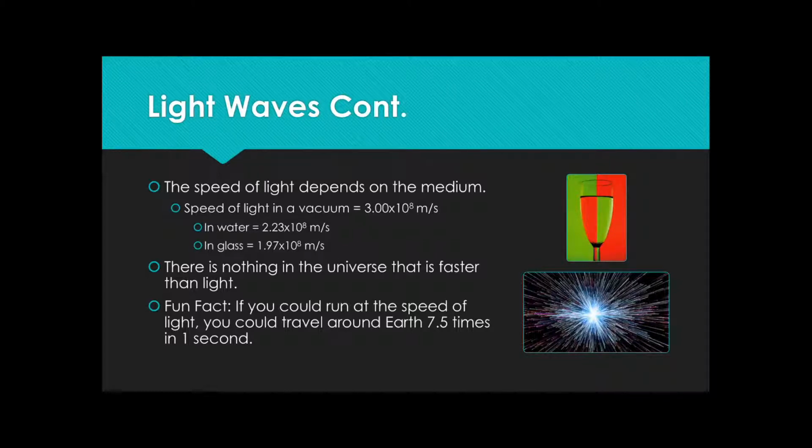And here's a fun fact for you. If you run at the speed of light, you could travel around the Earth 7.5 times in 1 second. Wouldn't that be nice to travel at the speed of light? We could just get where we want to go by running or driving in 1 second. It wouldn't take all day to drive across the state or across the nation. We could just be there in an instant.